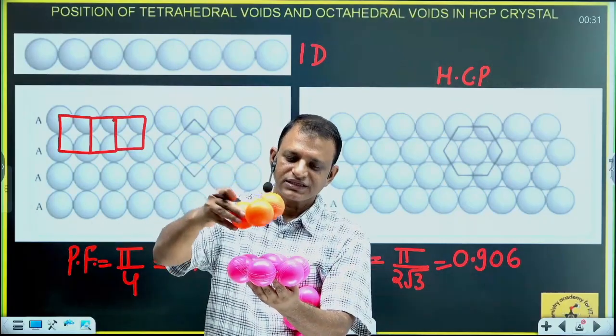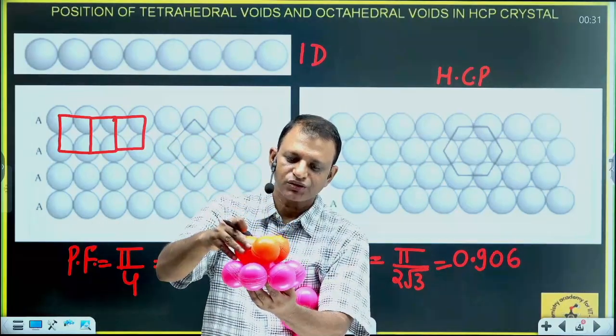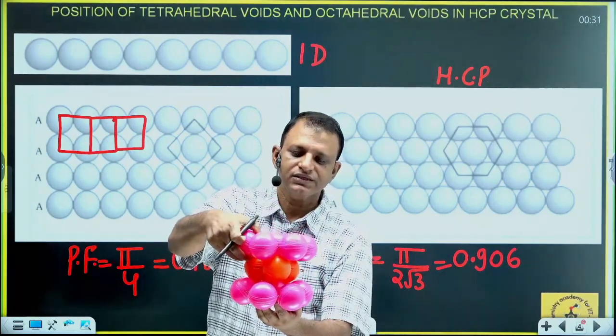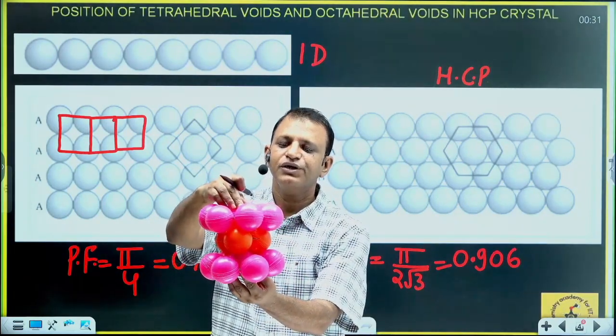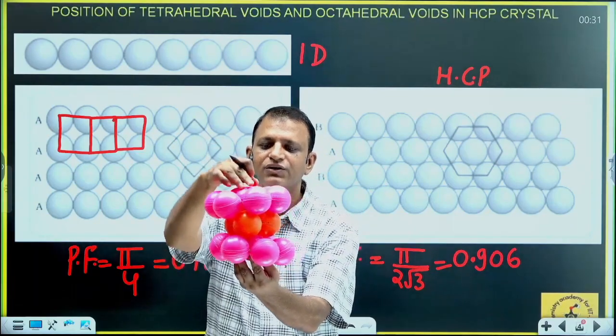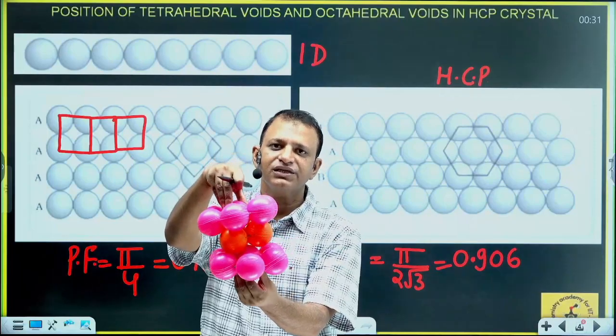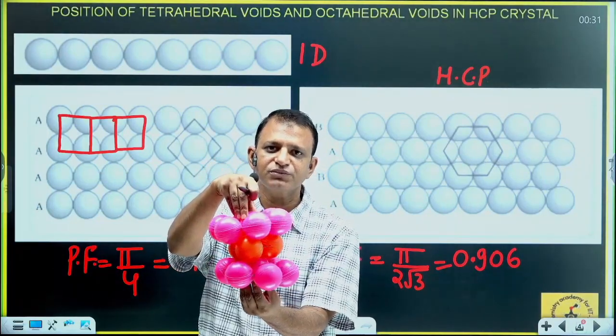So if I am placing the B layer in the depression of the A layer, right? And again if I am placing this A layer, then we are going to get exactly a hexagonal prism. So we are going to get this hexagonal prism in this way. So this is the hexagonal prism unit cell.